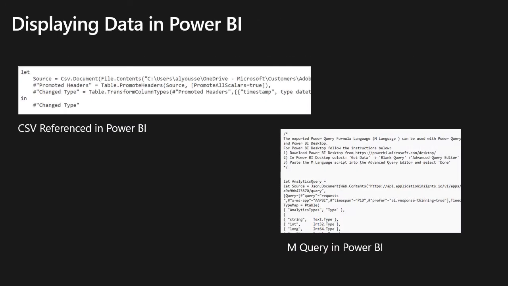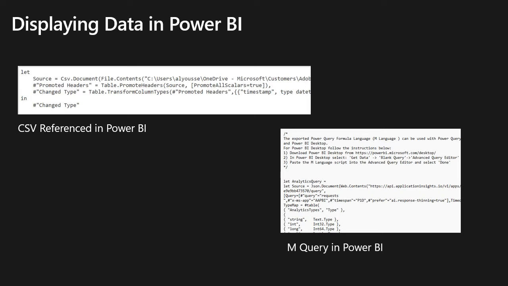So for displaying data in Power BI, a couple of options we have. We have the CSV file that can be downloaded and then referenced in Power BI. You'll use the File.Contents method. You can see here in this image. And then you can have a Csv.Document here.